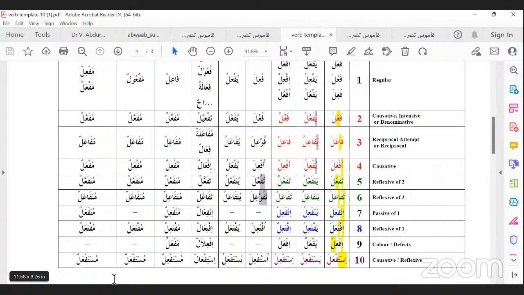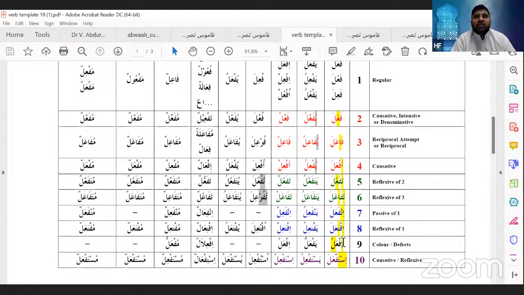Can you say a few of these just so that we get comfortable hearing it? Kasaba means he earned or he gained. Iktasaba, yaktasibu gives the meaning of the process of gaining something. Let me first teach you them before you start asking me different factors, because if you don't even know them, there's no point. So let me teach you them first.